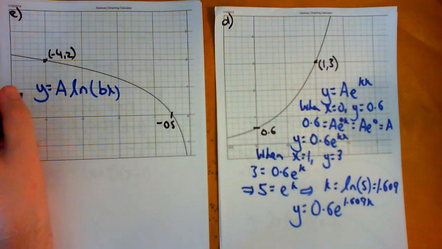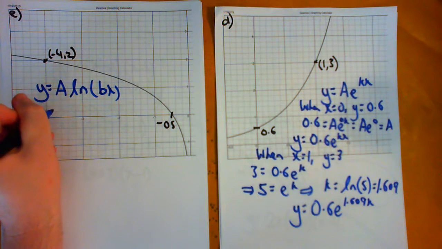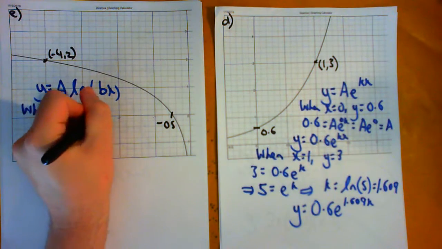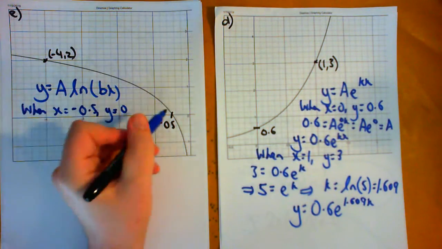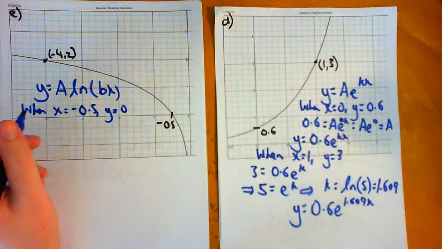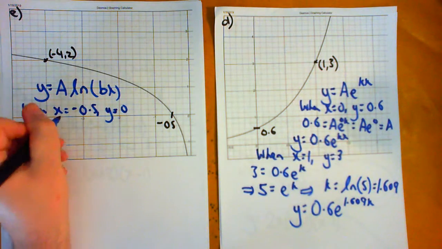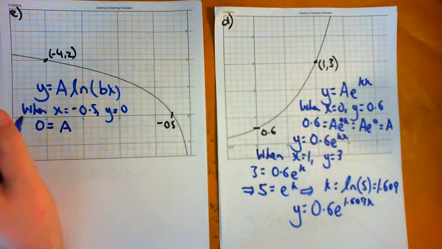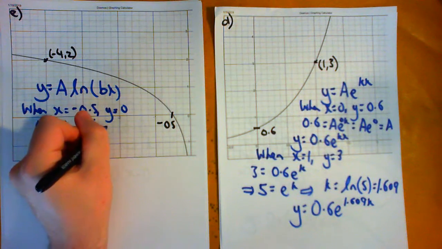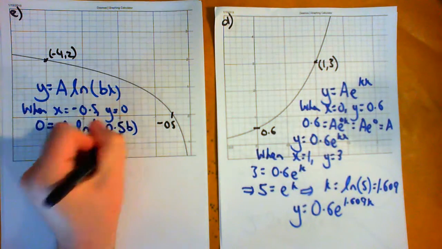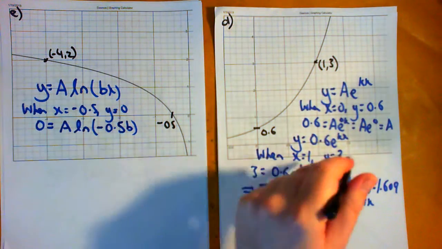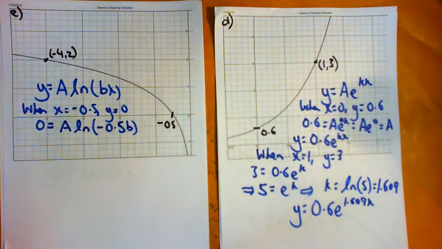So we have one point that it goes through, so we know that when x equals negative 0.5, y equals 0. So it goes through the point negative 0.5 comma 0 there. If we substitute that in, we get 0 equals a times ln of bx, which is b times negative 0.5, which is negative 0.5 times b. Now we know that a is not going to be 0, otherwise the whole thing would just be a horizontal line on the x-axis.